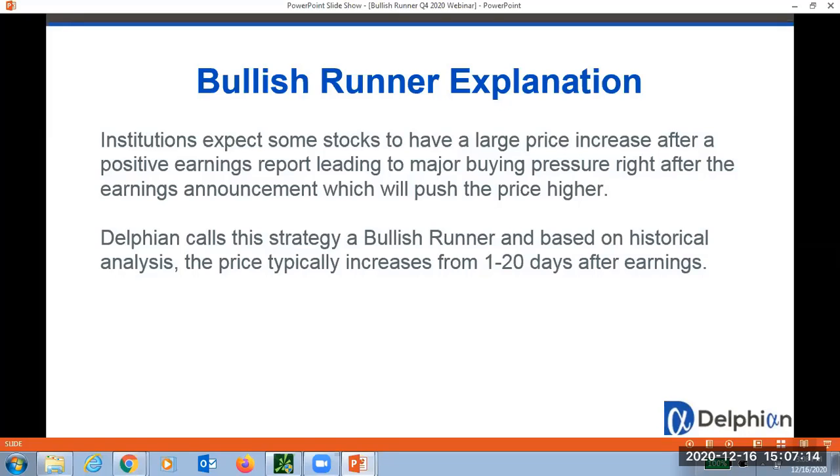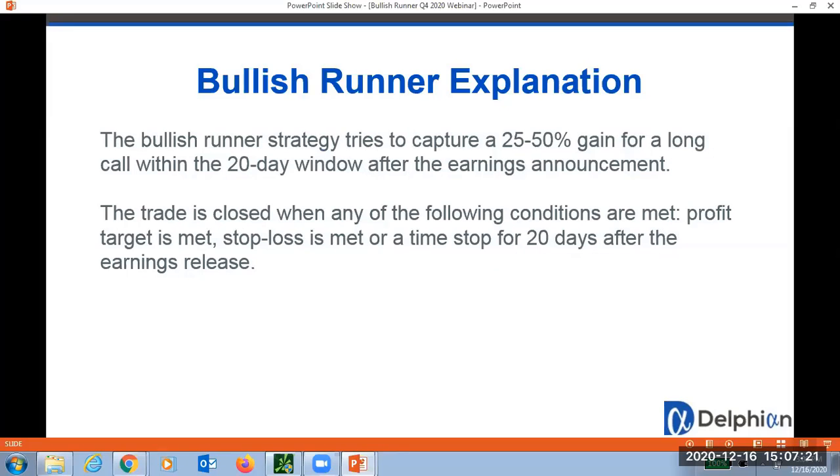So when you run some back tests on your own, you can see those clearly in the data when you're running that analysis. So the bullish runner strategy is trying to capture at least 25% profit on the long call within that 20-day window. And again, just like the other strategies, if you feel that 25% isn't optimal for your portfolio, you can test it out higher or lower and see what the results are. And if the results seem positive, then again, you can put that trading plan in place and run that in your platform and in your account.